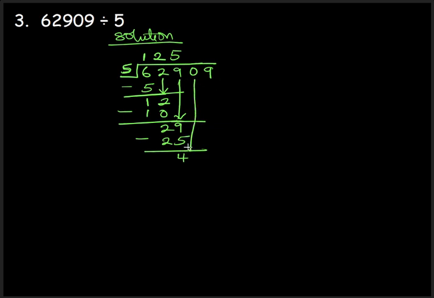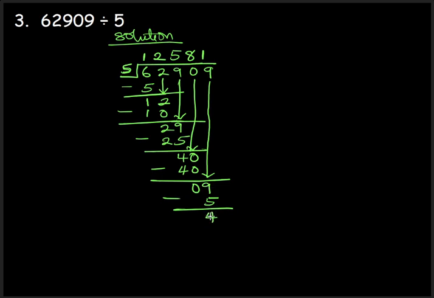Bring down 0. 5 into 40, that will be 8. 5 times 8 will give us 40. Subtract, what do we have? 0. And then we bring down 9. 5 into 9, that will be 1. 5 times 1, 5. And then we'll have 9 minus 5, 4. Now look at this. This is our final remainder 4. Nothing else to bring down.